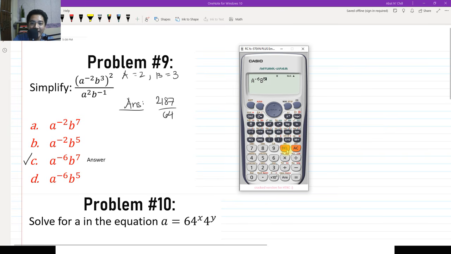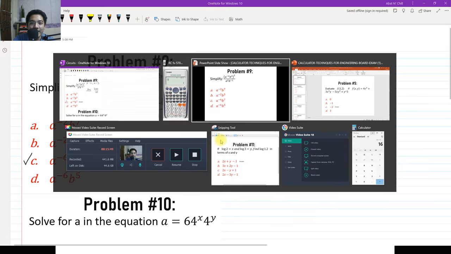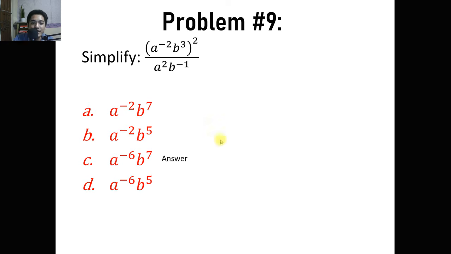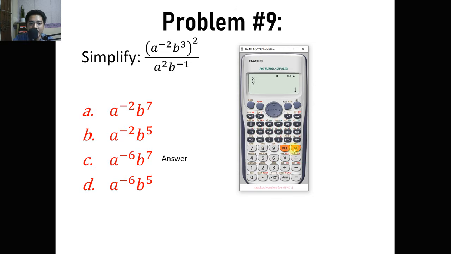So that is incorrect, as we have witnessed. So this should be raised to 7. If this is raised to 7, then voila, the answer would be 2187 over 64. Or we can also store this into y. And if we divide alpha x and alpha y, the answer should be 1 because they are equal. So the answer there should be letter C. That should be the answer.